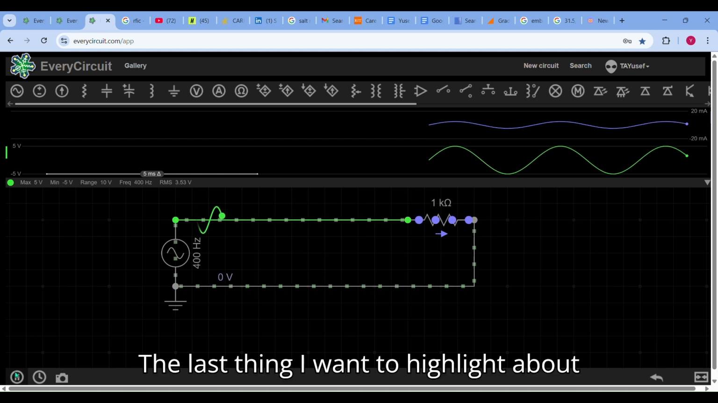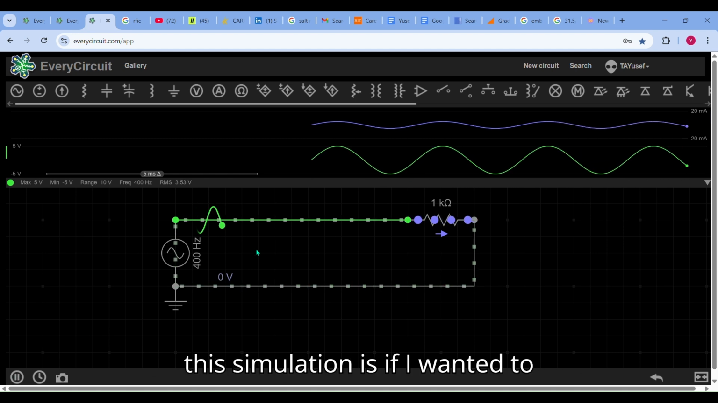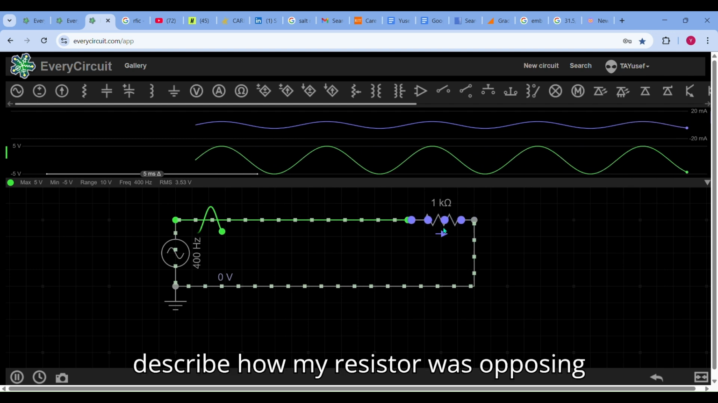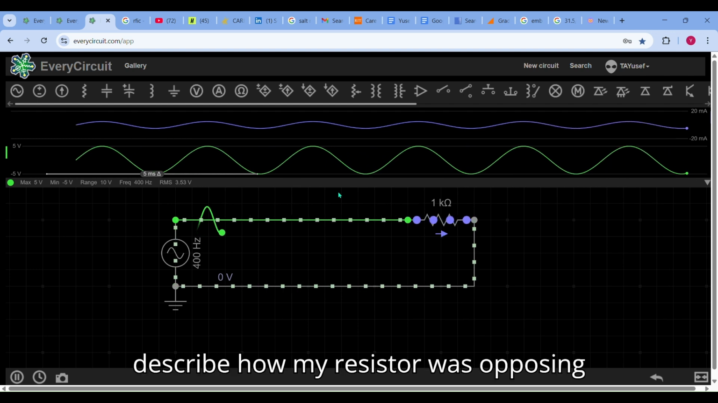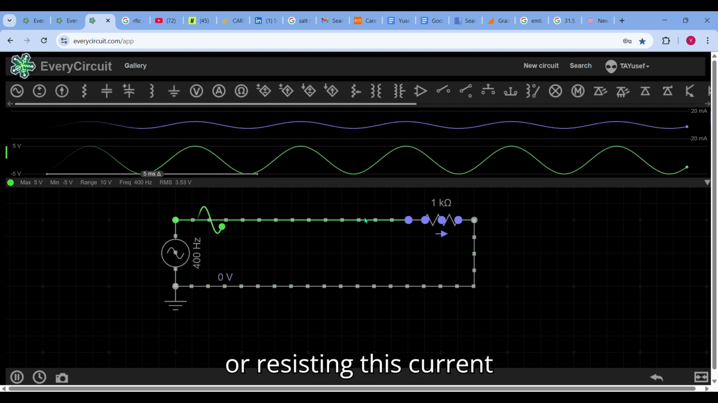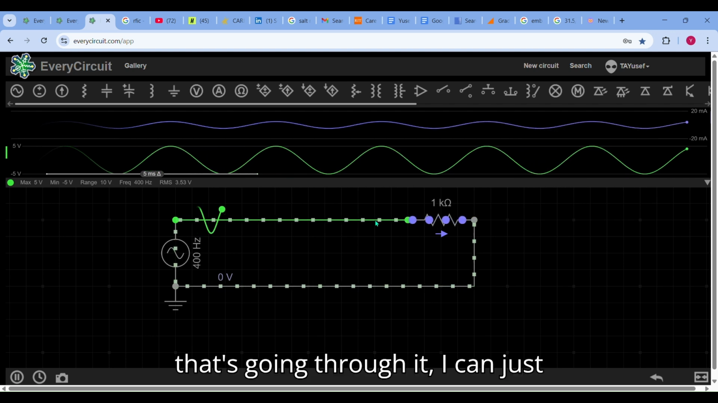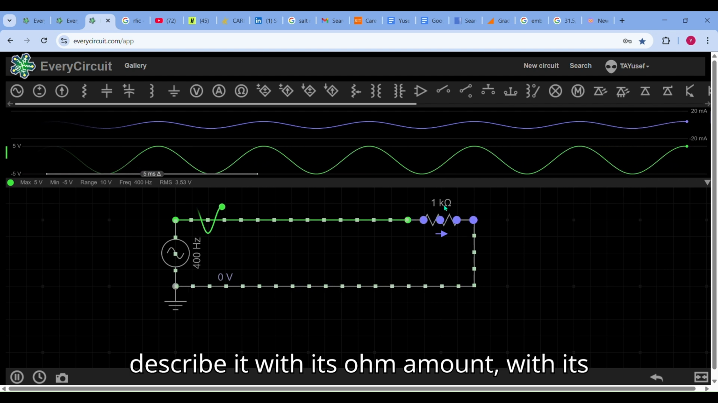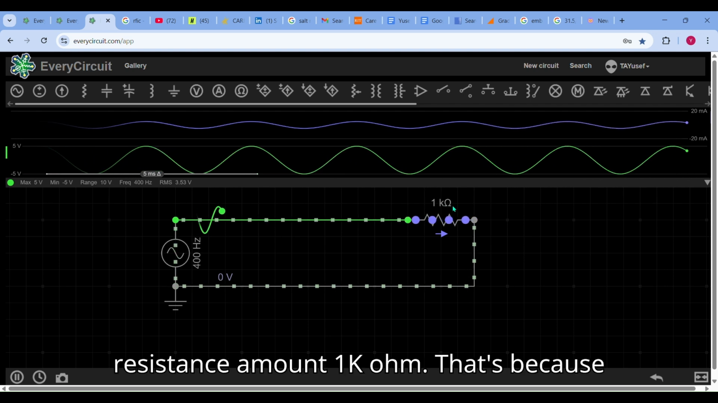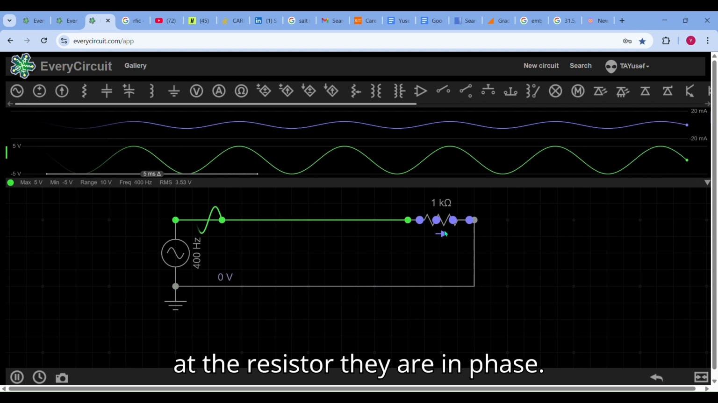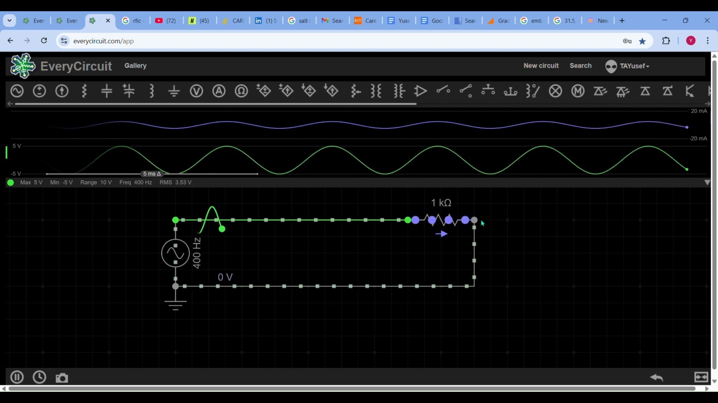The last thing I want to highlight about this simulation is, if I wanted to describe how my resistor was opposing or resisting this current that's going through it, I can just describe it with its ohm amount, with its resistance amount, 1 kilo ohm. That's because at the resistor, they are in phase.